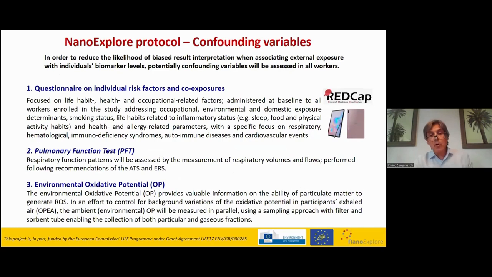Some confounding variables have also been considered, mainly in the questionnaire on individual risk factors and possible co-exposure, potentially affecting the meaning of the biomarkers, like the pulmonary function testing, which has been performed according to the recommendations of the Scientific Society of Pulmonology. By the epidemiological questionnaires, we have addressed occupational, environmental, and domestic exposure determinants.